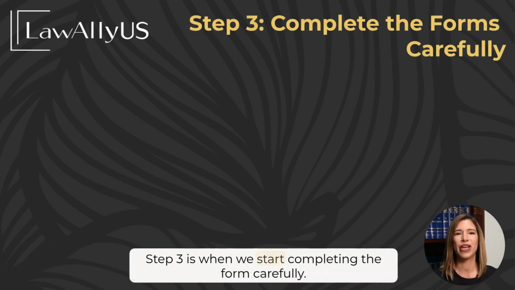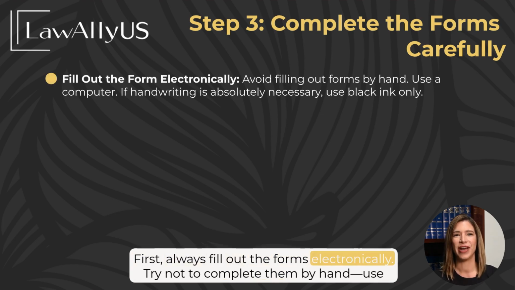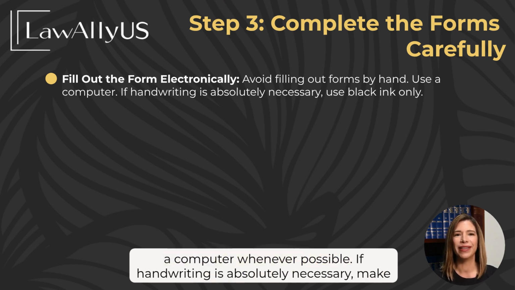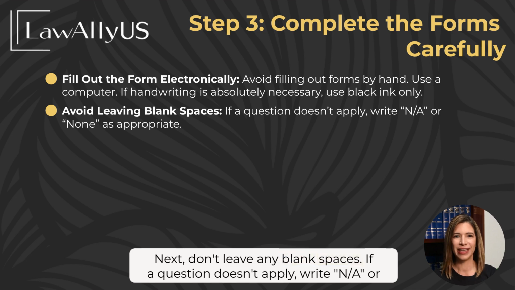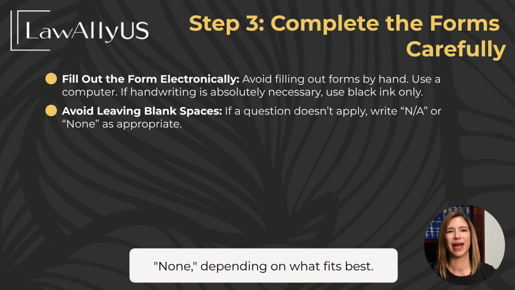Step 3 is when we start completing the form carefully. First, always fill out the forms electronically. Try not to complete them by hand. Use a computer whenever possible. If handwriting is absolutely necessary, make sure to use black ink only. Next, don't leave any blank spaces. If a question doesn't apply, write NA or none, depending on what fits best.